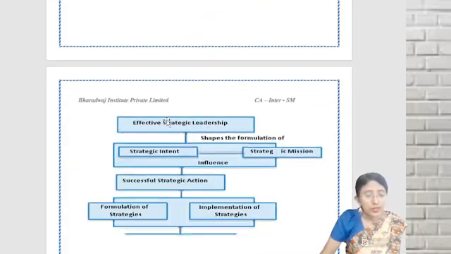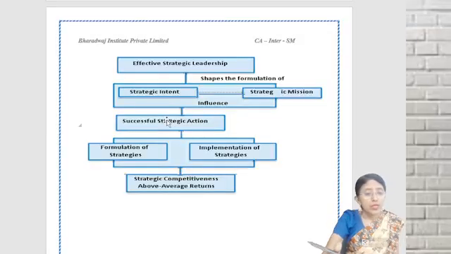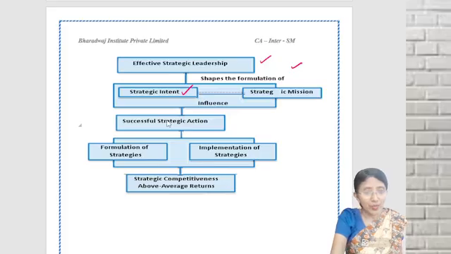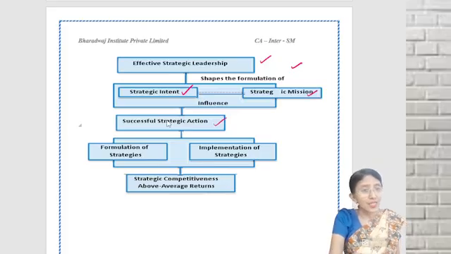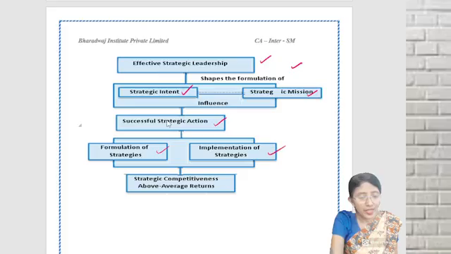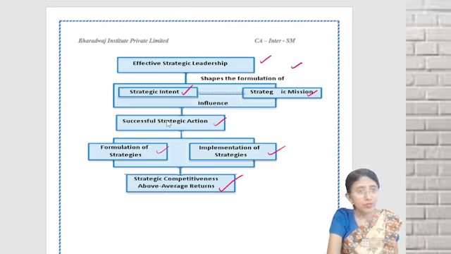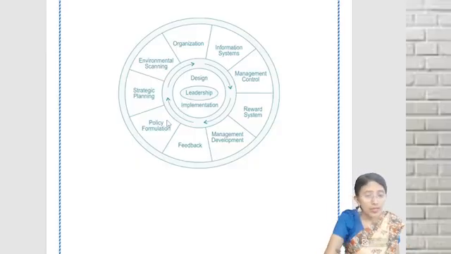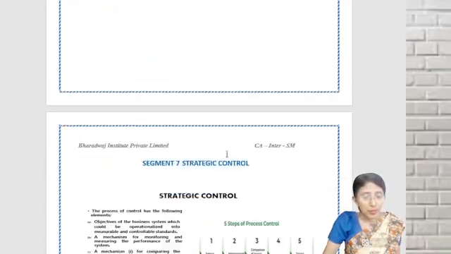And look at this: effective leadership. Why is effective leadership needed? It shapes the formulation of strategic intent and mission. This influences strategic action, which in turn helps in formulation and implementation. And strategic competitiveness comes with above-average returns. Okay, so you can write this. You can also use any one of these. Design, leadership and implementation: the leader is the center or the focal point of all these mechanisms.